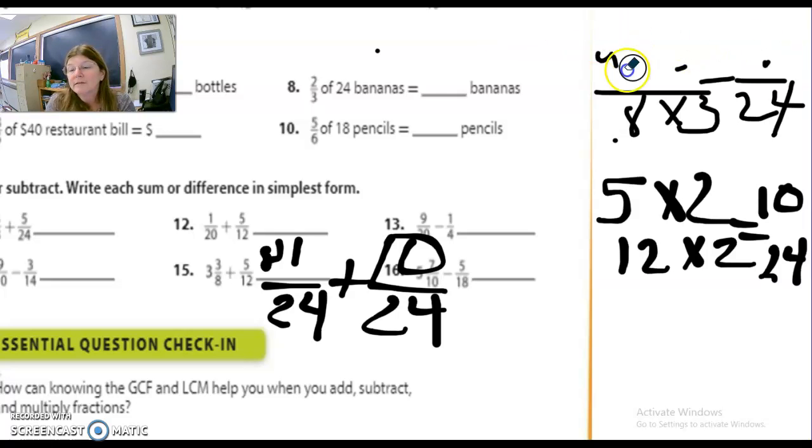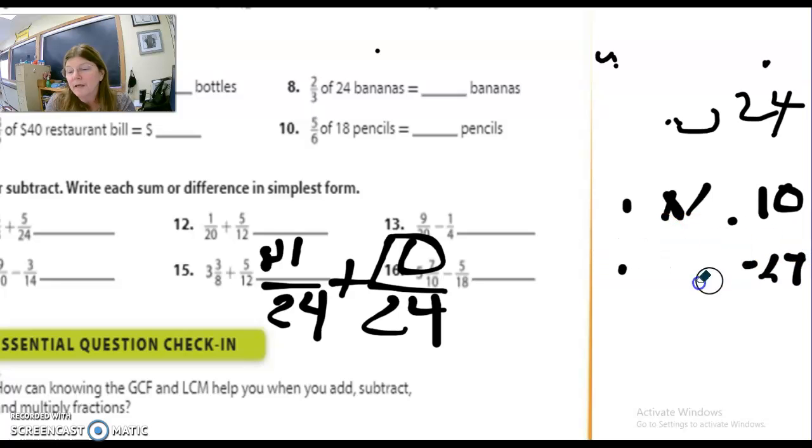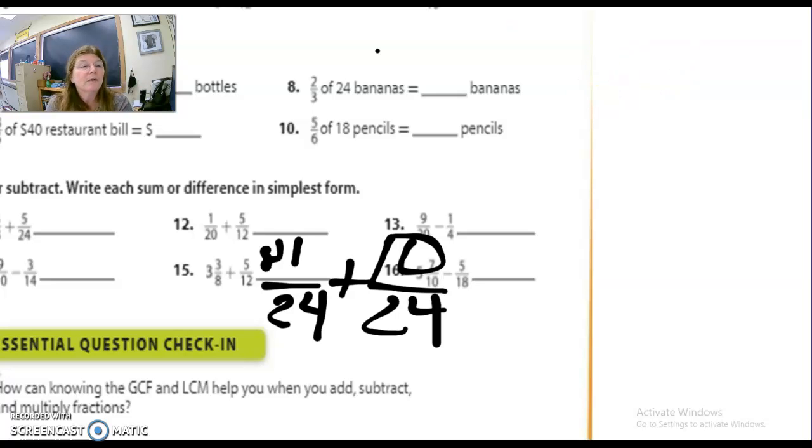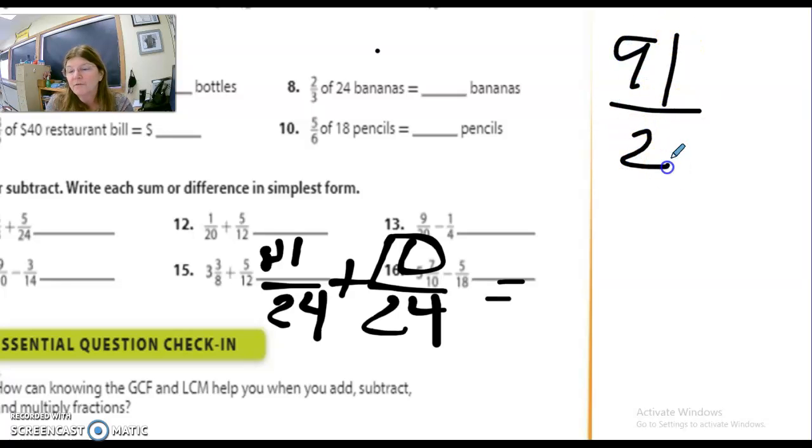I'm going to erase these since we've got our numbers over there, and then we can use this area to work in. Okay? So, what do I do next? Well, my next step is to add these numbers. Do I have to do anything to the bottom? No, it's already done. So my next number is 91 over 24.